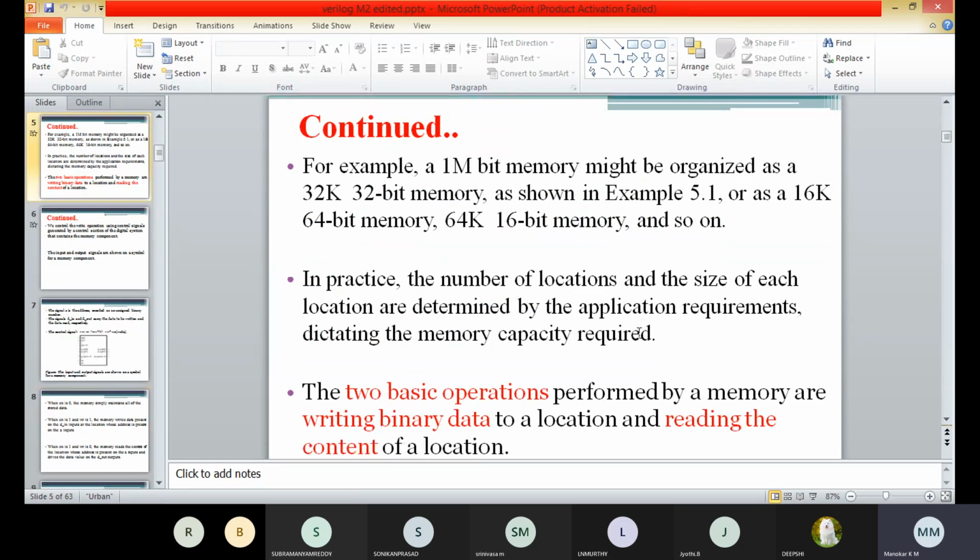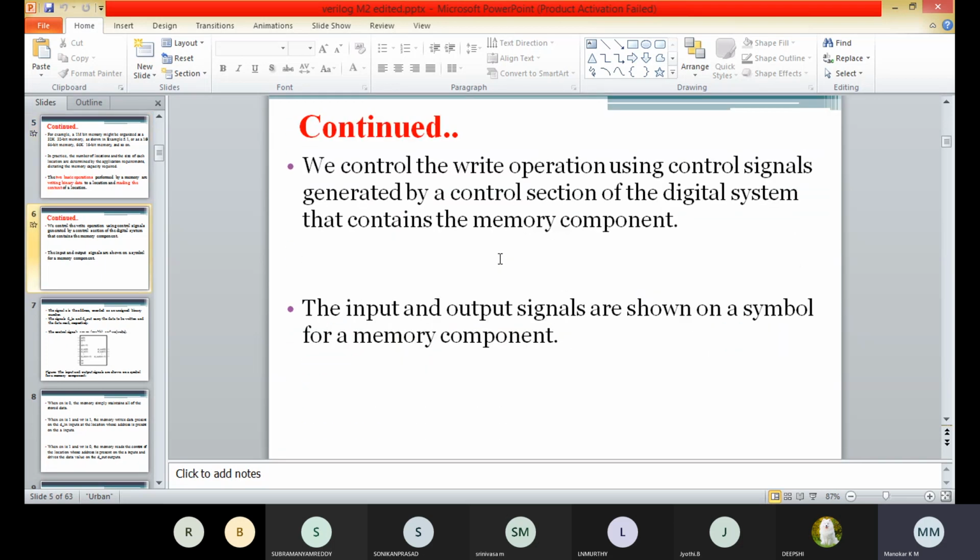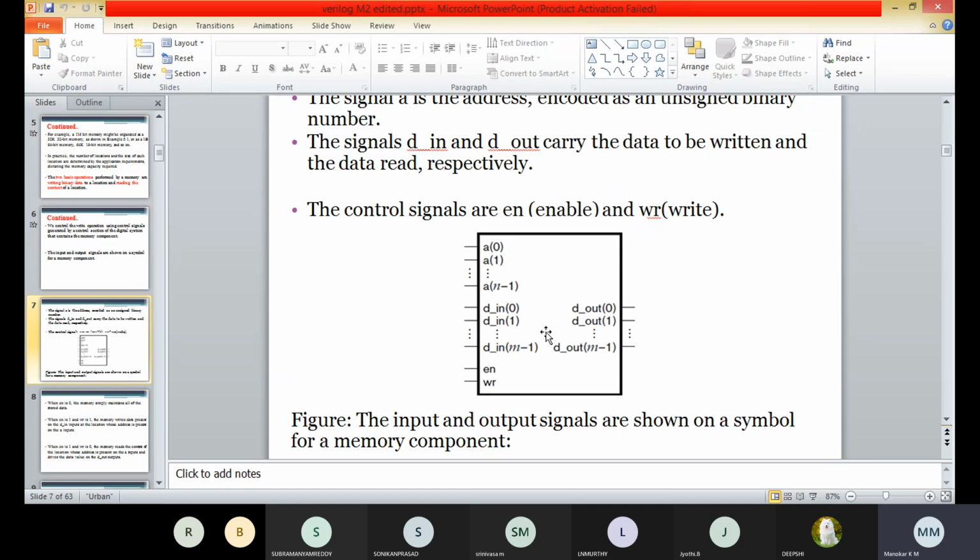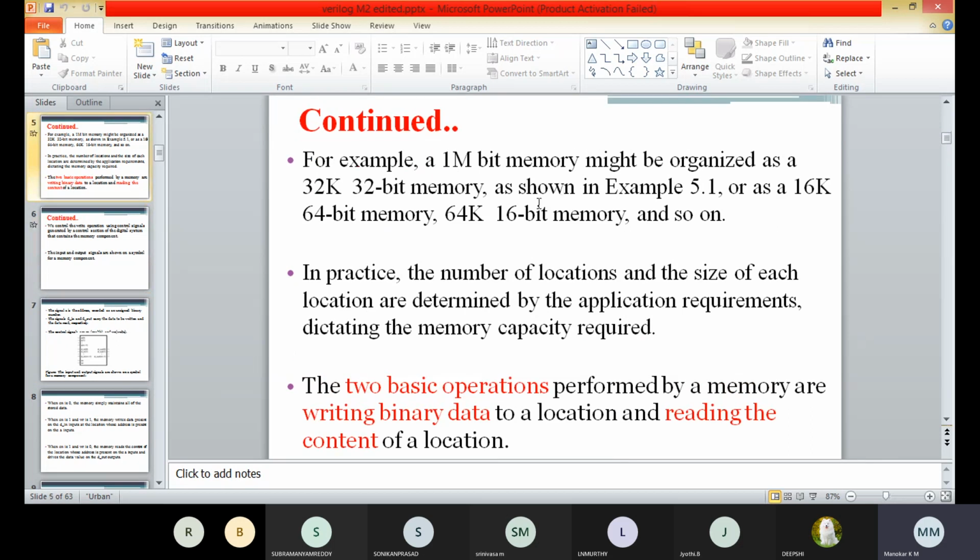Next, to take one more example, a 1 megabit memory might be organized as a 32K, 32-bit memory, as shown in this figure, or as a 16K 64-bit memory, that is 64K 16-bit memory, and so on.